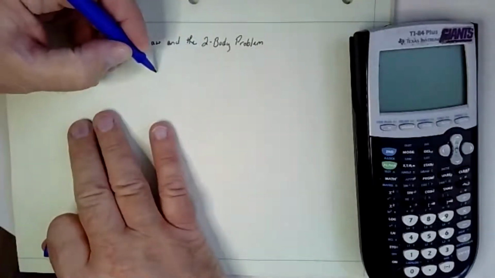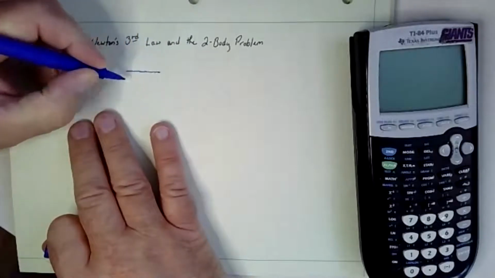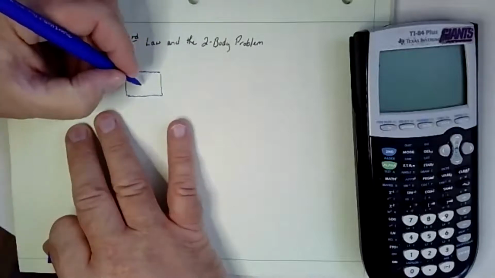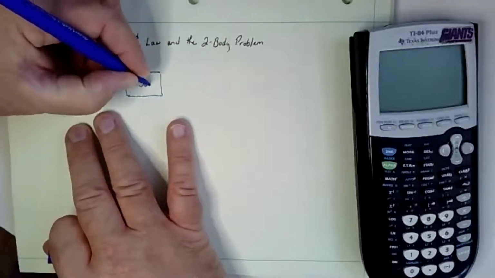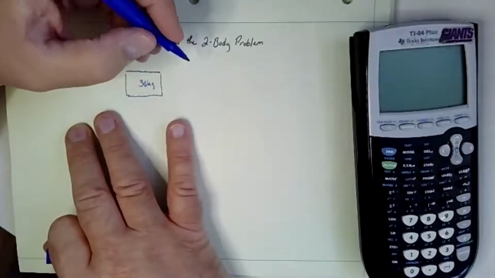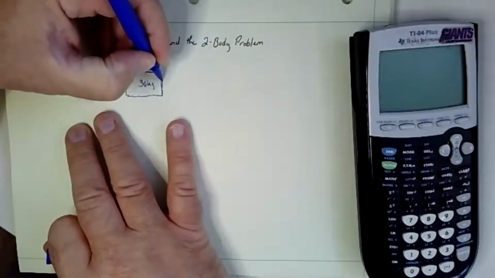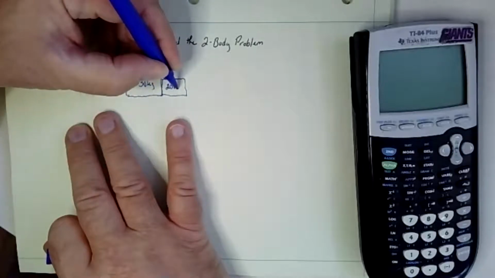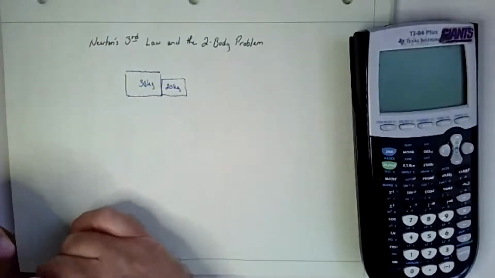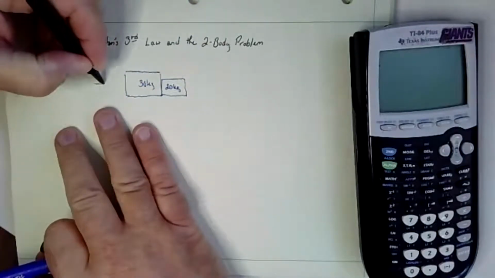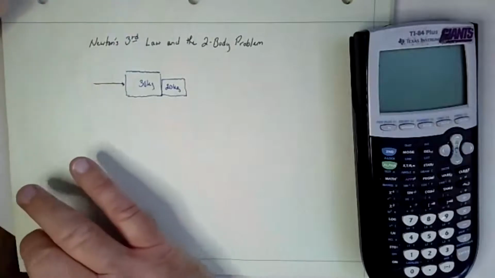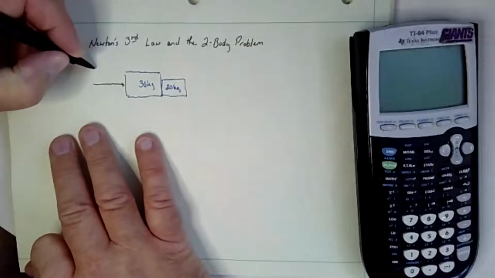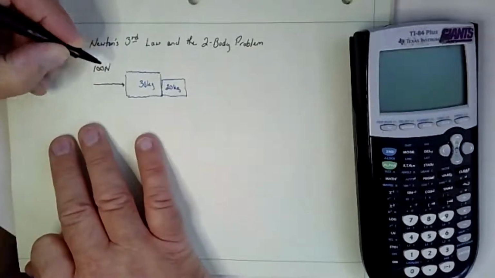Let me draw it like this. We have a big mass here, and let's call this 30 kilograms, and then a smaller mass here that comes in at 20 kilograms. And we apply force to move it. We're going to apply a force of, let's keep nice round numbers, 100 newtons.